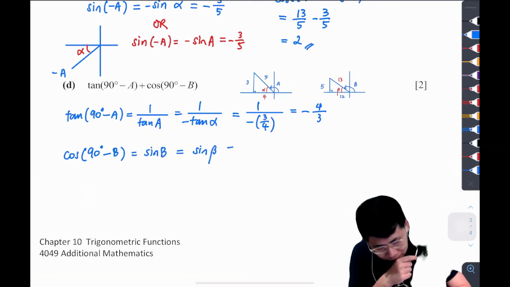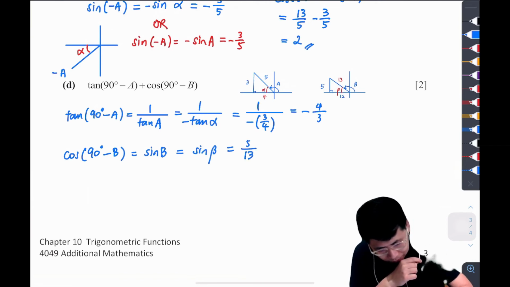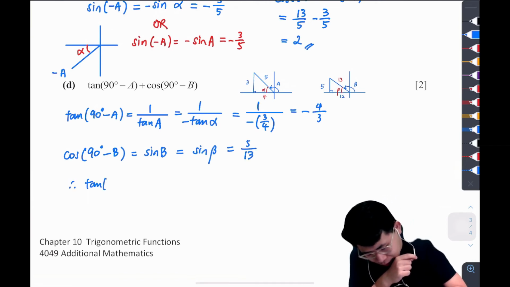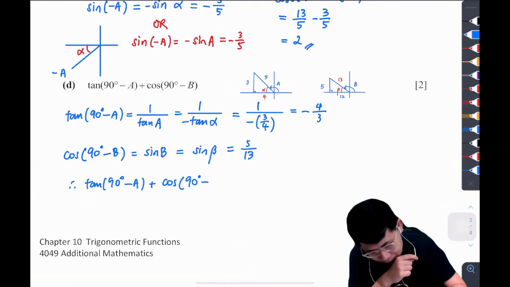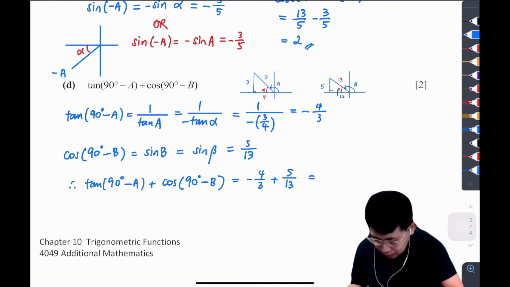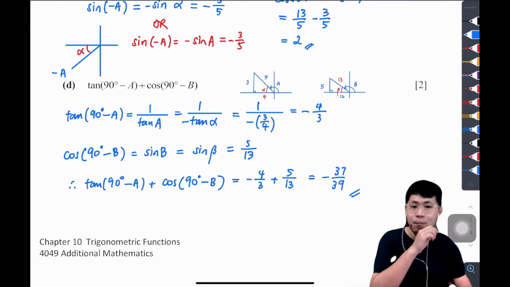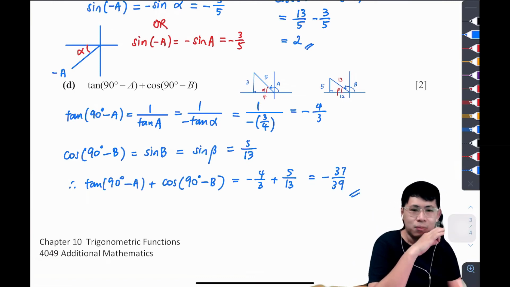Right, sine beta. In quadrant 2, sine is positive, so I leave it alone. Based on beta, opposite over hypo is 5 over 13. Therefore tangent of 90 minus A plus cosine of 90 minus B is equal to negative 4 over 3 plus 5 over 13. Simplify: negative 37 over 39. I will just write it out like that, otherwise it would take a lot of steps.